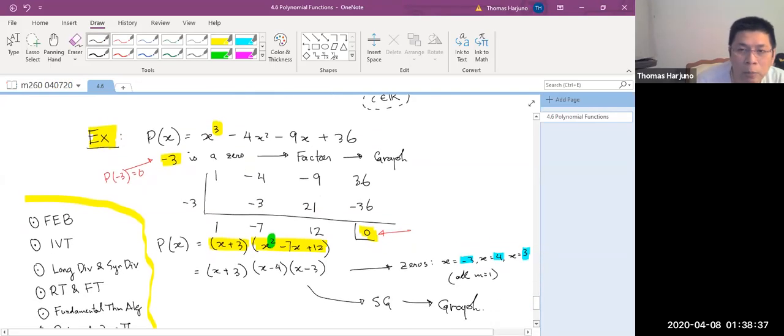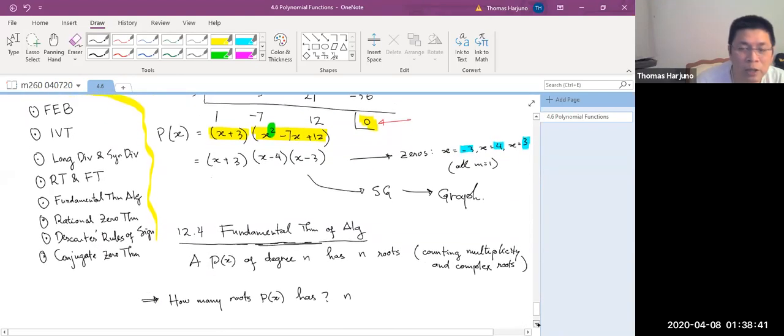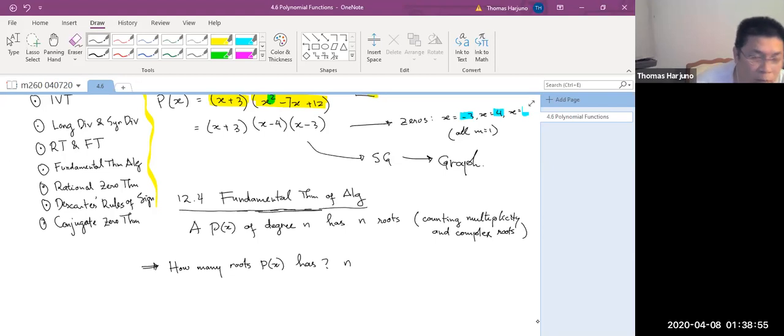How many zeros does a polynomial have? Basically look at the degree. That's it. So if you have a polynomial of degree 4, and we need to find the x-intercepts, then it must have at most 4 x-intercepts. Maybe fewer, because you may have complex roots. Okay, now that's for the fundamental theorem of algebra.